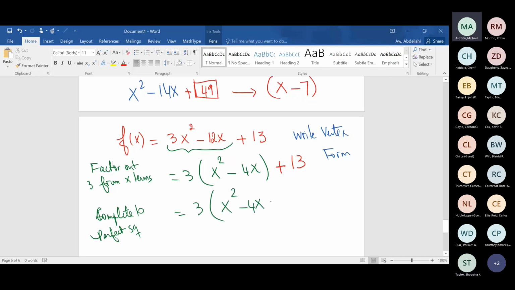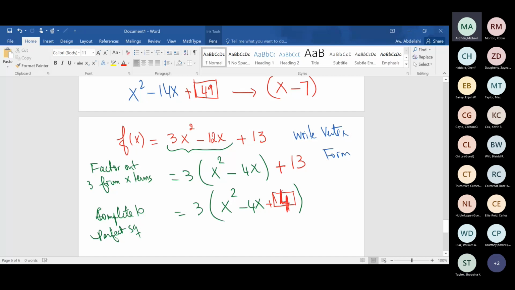What is the number I need to add to make it a perfect square? 8. Is it 8? No, 4. It's 4, right? Thank you very much. We need to add 4.